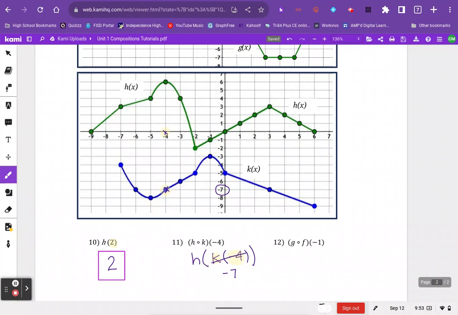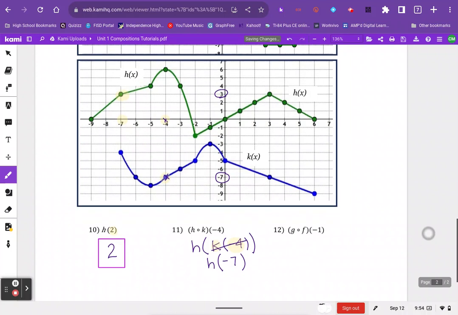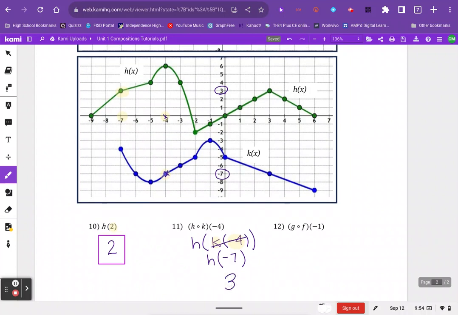Now it's asking me to find h of negative 7. So I go through the same process. I locate negative 7 on the x-axis. And then I go to find the graph of h. The graph of h is here. What is the y coordinate of h when x is negative 7? The y coordinate would be 3. And that is your answer.